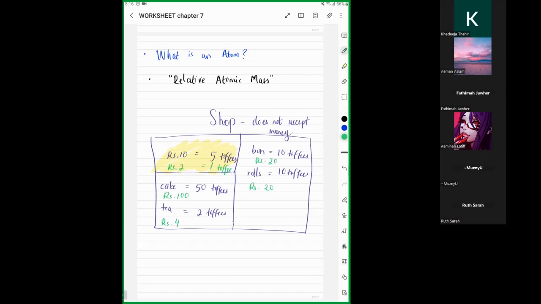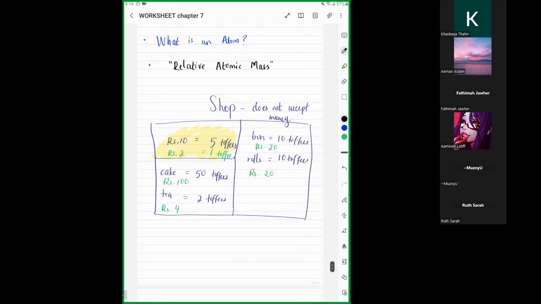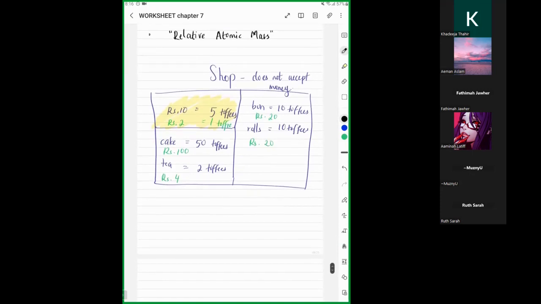Yes or no? Everybody? This is not the chemistry part, but what I'm trying to get is for you to understand how this relative atomic mass works. You got this? I hope everybody got it. Now I'll come to the main part. What scientists did is, because atoms are so small that you can't express them in normal units, they introduced something called relative atomic mass.